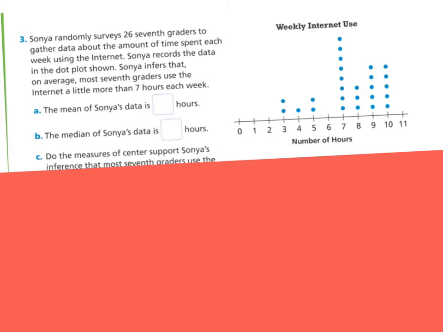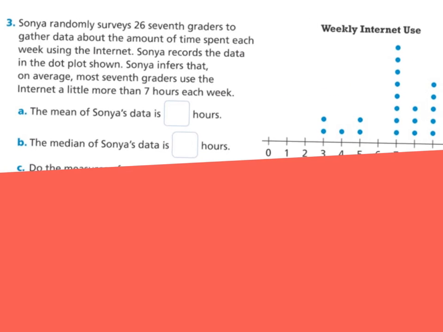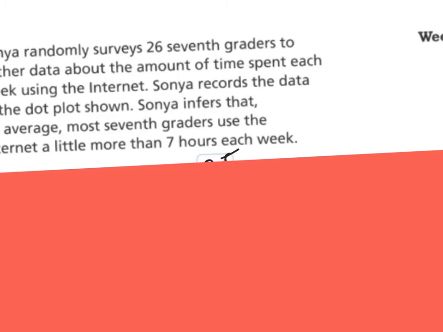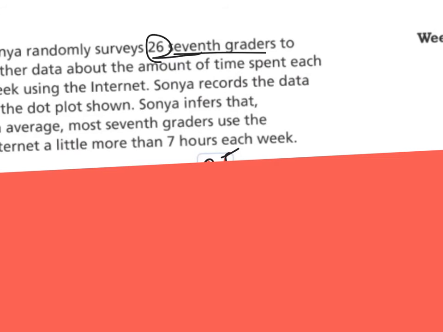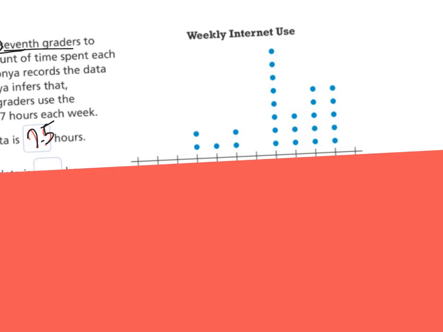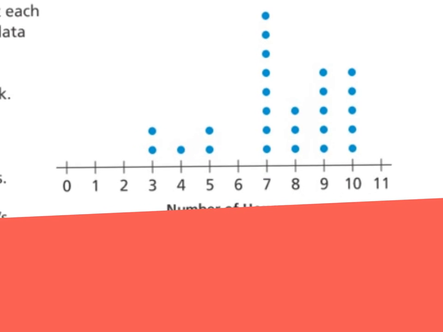Mean, this is just the same process we just went through, and there's quite a bit of numbers there, so I'm just going to tell you guys the mean here is going to be 7.5 hours. The median is going to be the middle. If you look in the question, it told us that they asked 26 7th graders. So we should have 26 dots here. What that means is we're going to have an even number of dots.